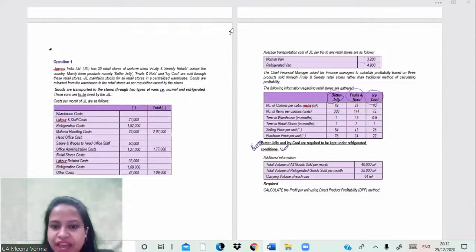In this question, we have to find the direct product profitability of three products.